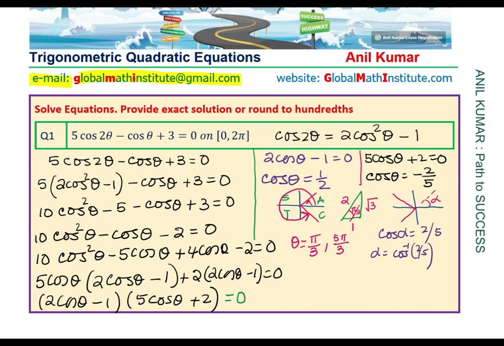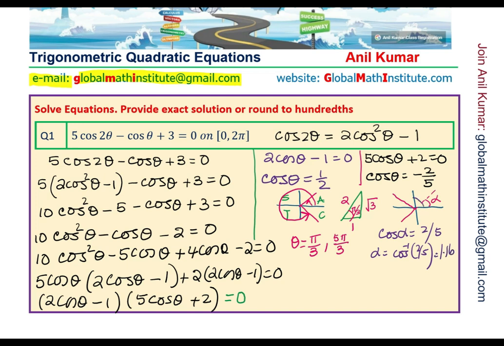Use calculator. The setting should be in radians, right? So we have shift mode, radian setting. And now do cos inverse: shift cos inverse within brackets 2 divided by 5. Bracket close gives me a value 1.159. We need to answer in hundreds, so I'll round it to 1.16. So I get 1.16 radians as my answer.